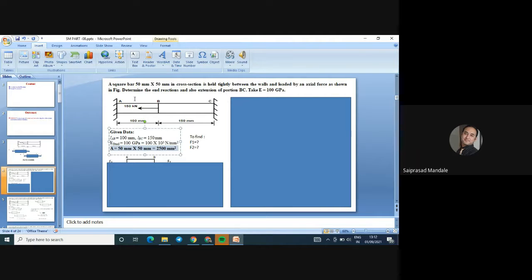Then axial force shown, determine the reaction. The reaction means they told me to identify F1 and F2. Then take E equal to 100 GPa, that is 100 into 10 cube MPa. And the length of AB is given to me, that is 100 mm, and length of BC is given to me, that is 150 mm.